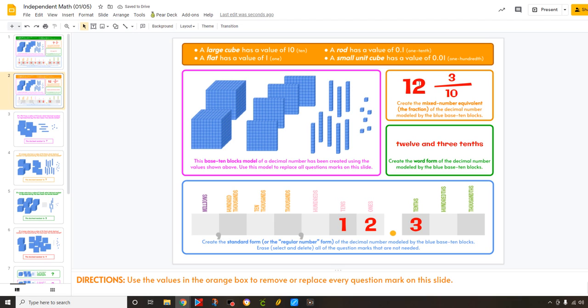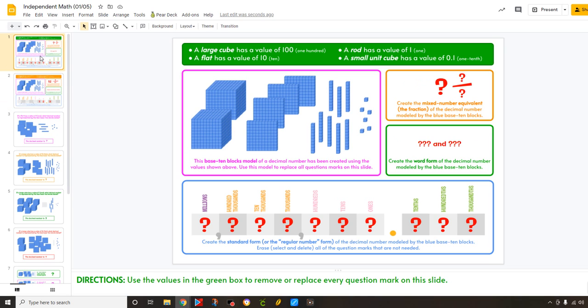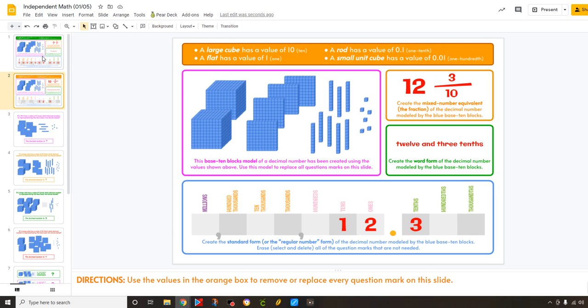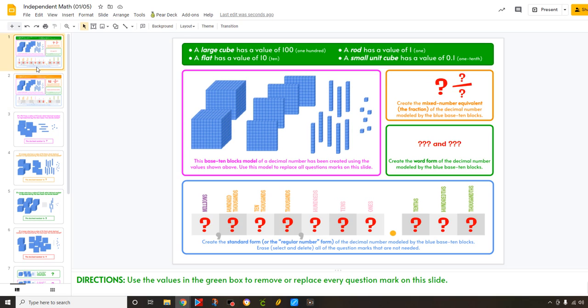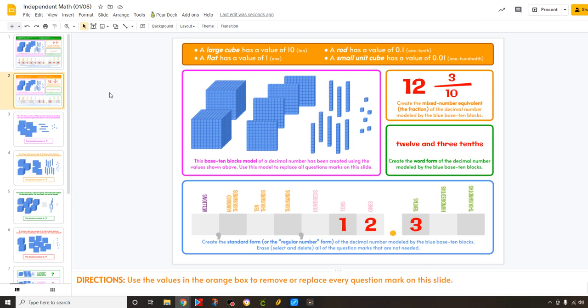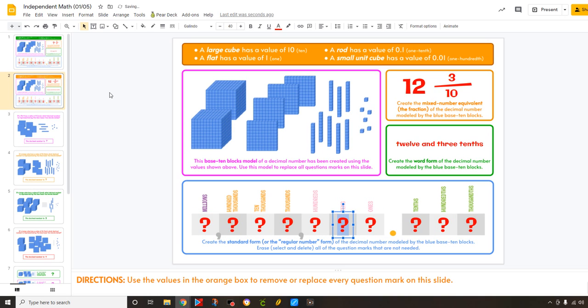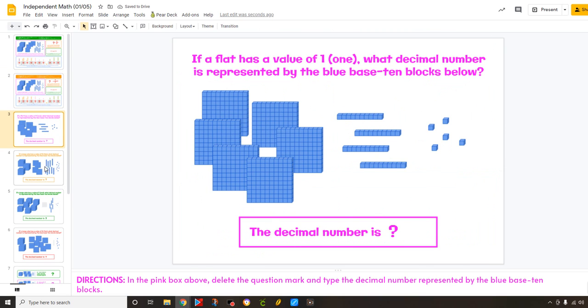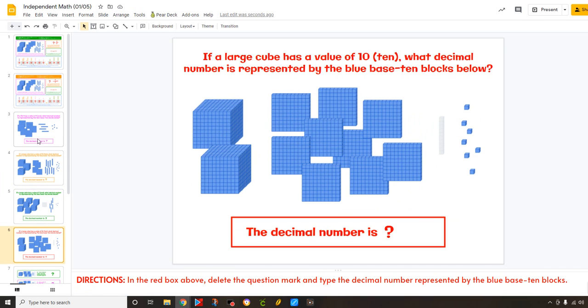It has the fraction, the word form, and the decimal form, all based on the picture that you see there. Remember that these two slides will be the same type of work, and the only difference is that the values are different there. So let me go ahead and put things back, so I can leave things like the way I found them. Okay, so the first two slides are the same thing. The next four slides are all the same type of work.